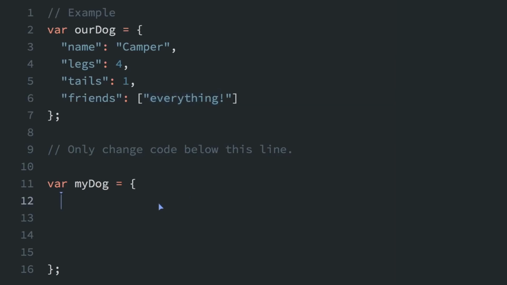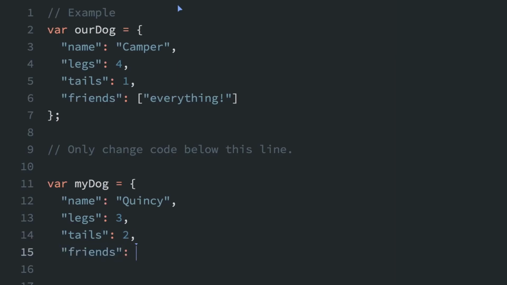So now we are going to create our own dog. So this is going to have a name. Personally, I like the name Quincy. So we'll use that for our dog's name. Also, we're going to have legs. Unfortunately, our dog has had an accident. He only has 3 legs. But to make up for only having 3 legs, he does have 2 tails. And for friends, another unfortunate thing, it's an empty array. He has no friends.